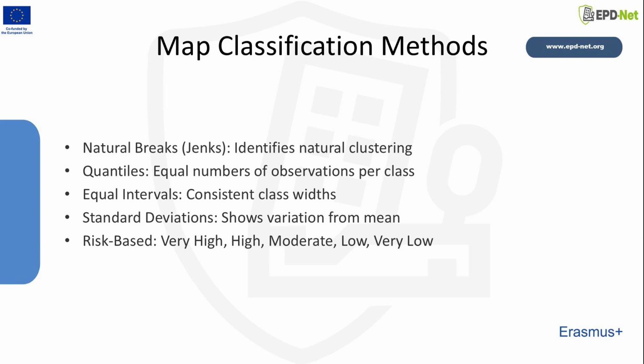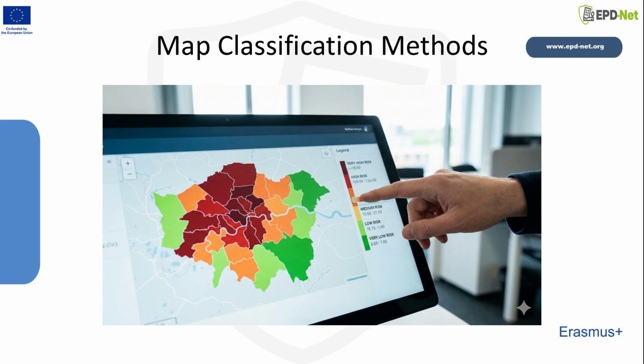Natural breaks, Jenks classification identifies inherent clustering patterns in data distributions by minimizing within-class variance and maximizing between-class differences, thereby creating visually distinctive classes that reflect actual data structure. Equal intervals classification creates consistent class widths across the data range, facilitating intuitive interpretation when the full range of values holds substantive meaning. Standard deviations classification establishes class boundaries at specified distances from the mean, effectively showing variation patterns and highlighting extreme values.